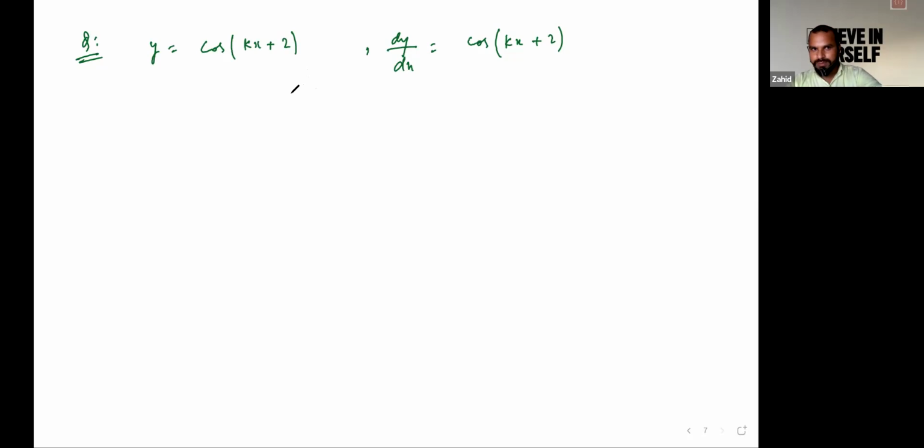As we have done in the last problem, just apply the similar concept. While differentiating any trigonometric function, sine, cos, tan, just differentiate that part. So it will become minus sine(kx plus 2), and the coefficient of x gets multiplied in this part. So it will be minus k times sine(kx plus 2). Okay.